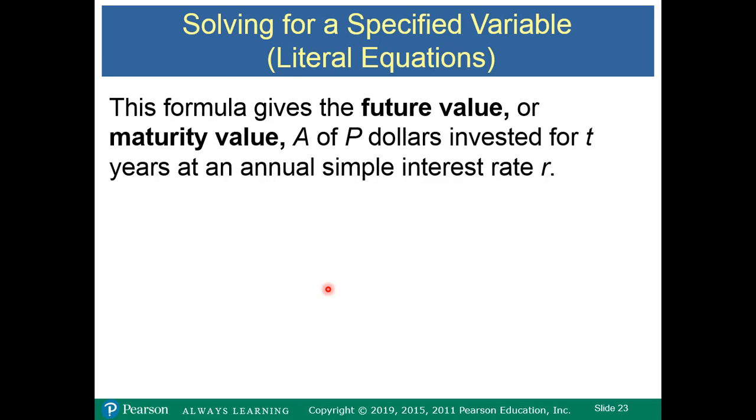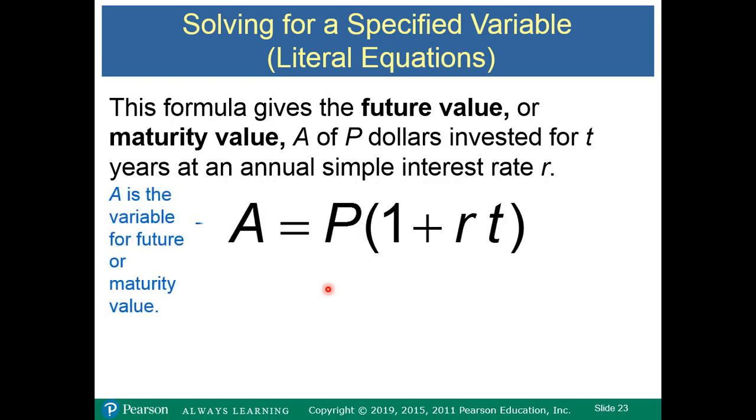Now, this next formula is the future value formula, or the maturity value of having p dollars invested for 2 years. And this is also simple interest. This is basically saying, if I have a simple interest loan or an investment and I'm earning simple interest on it, how much money am I going to have after so many years, or so many months or whatever? Well, this is the formula we're going to use.